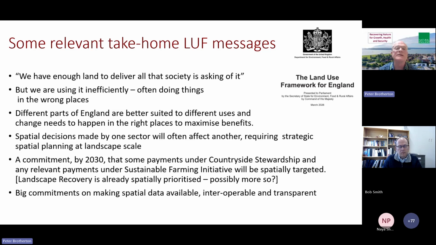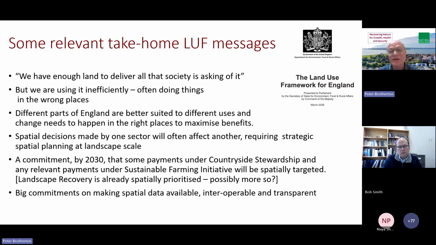It recognises that different parts of England are better suited to different uses, and that we need to make sure that the right changes happen in the right places to maximise the benefits. That sounds obvious, but it is a big change, isn't it? What we're used to is places receiving a planning decision to do something. A landowner chooses to do something, there are relatively few constraints, and often there is an incentive to support that choice. What this is signalling is that some of those choices might be wrong. Some of those choices will be really important.